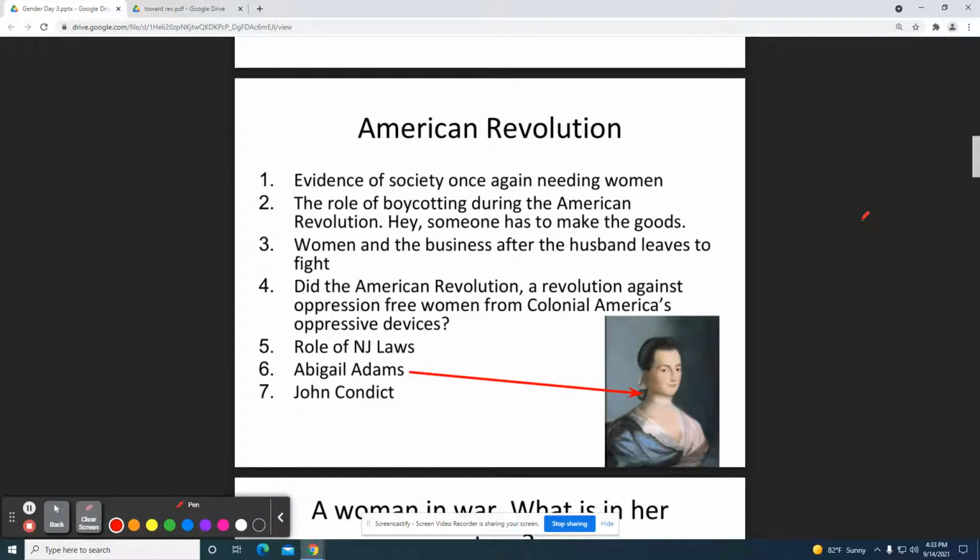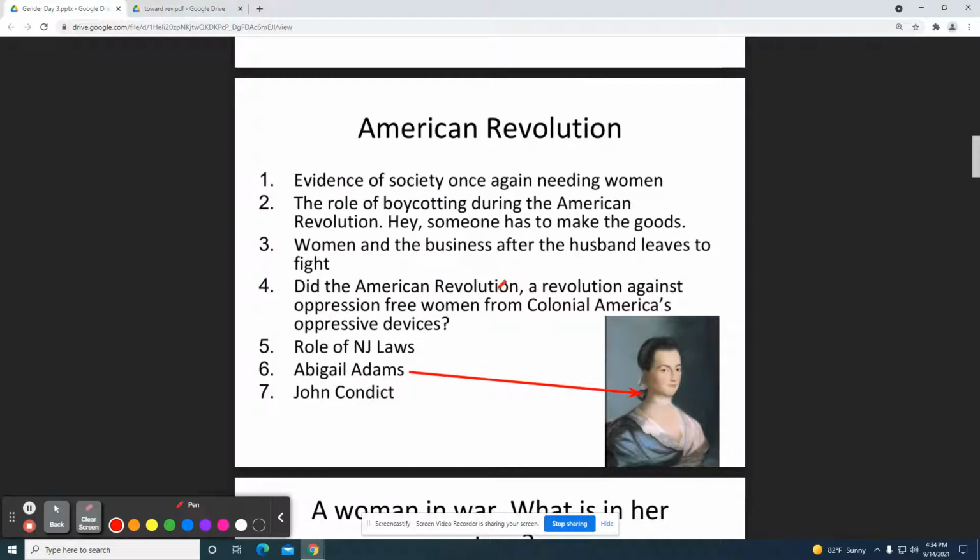The role of the boycott. This one was interesting when I had first come across it, because I remember studying the American Revolution in middle school, and they talked about the boycott, the Stamp Act, and we're boycotting goods, and it never crossed my mind to think about, well, if we're boycotting goods, how do we get those goods? Who's making those goods? And you come to find out in this reading that it was actually the women. Women in business after their husbands leave to fight. I'll address this one in the reading.